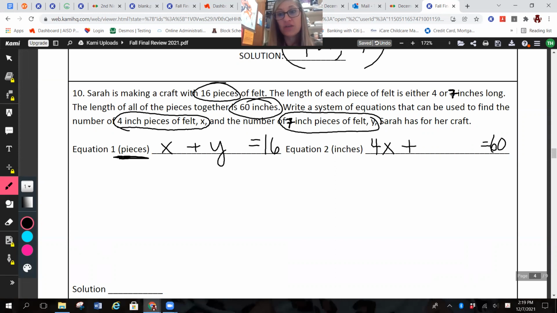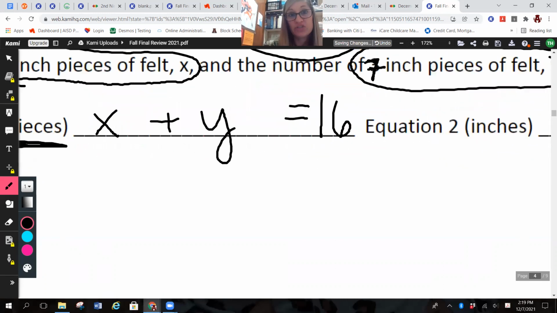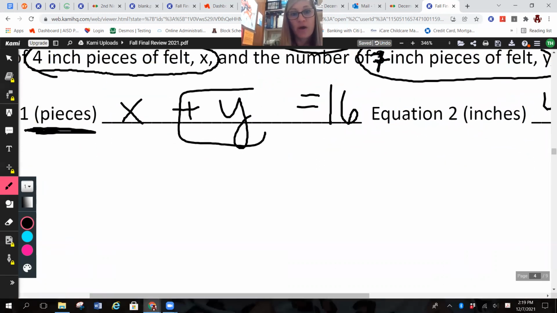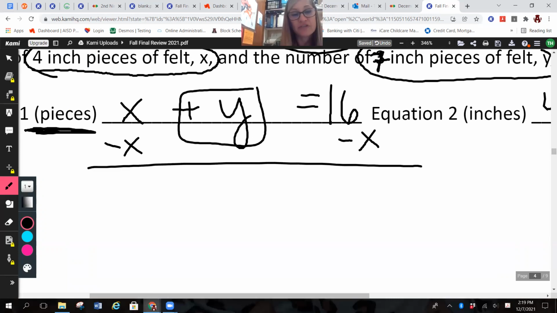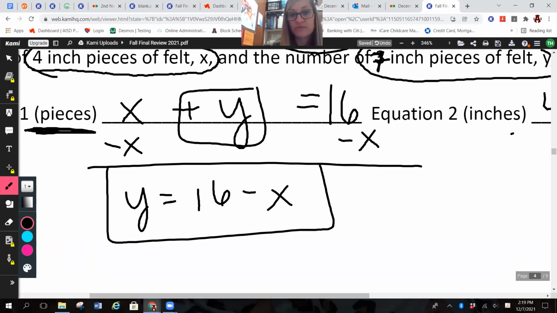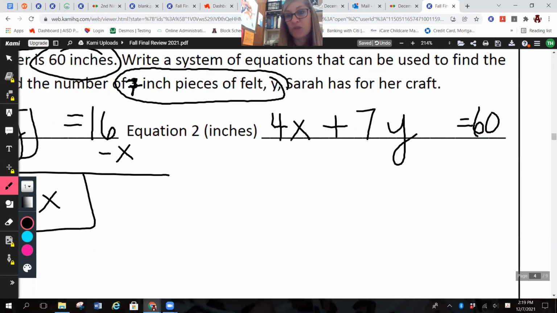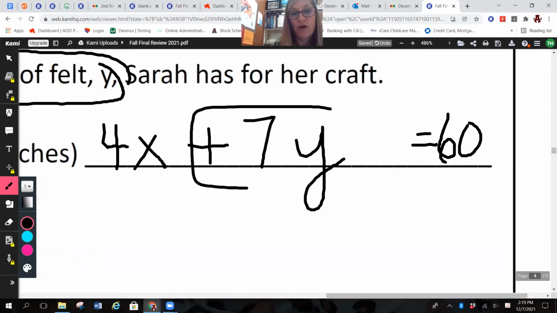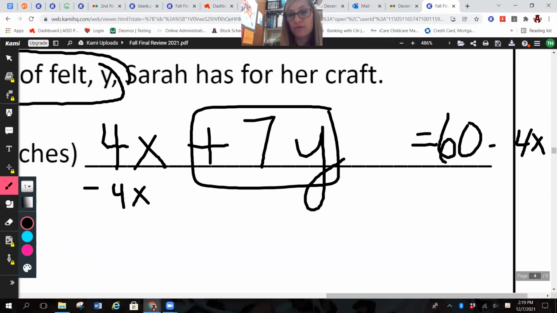All right, so then you guys know it's 7y equals 60. Again, we're going to solve on Desmos. We're going to box the y, we're going to move the x. In this problem, we don't have to divide, because it's just 16 minus x, and type that into Desmos. The second equation, box the y, move the x. We'll get 7y equals 60 minus 4x.